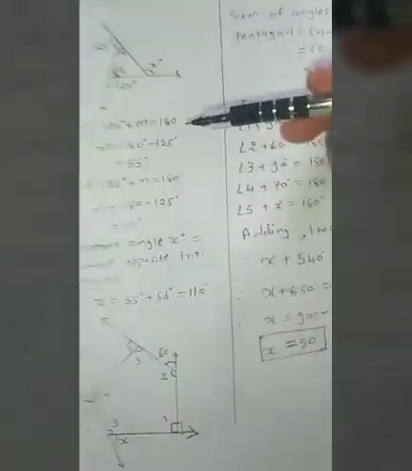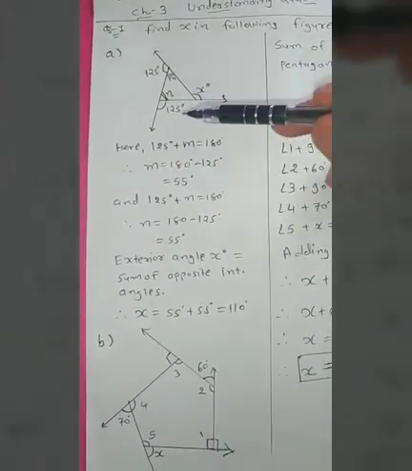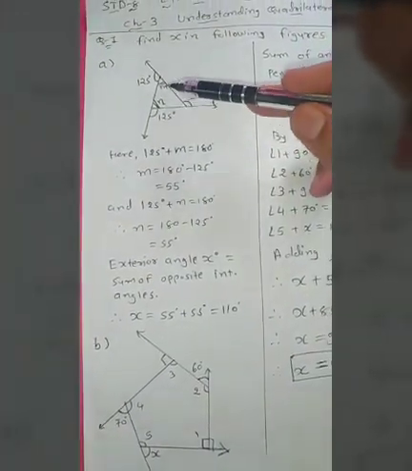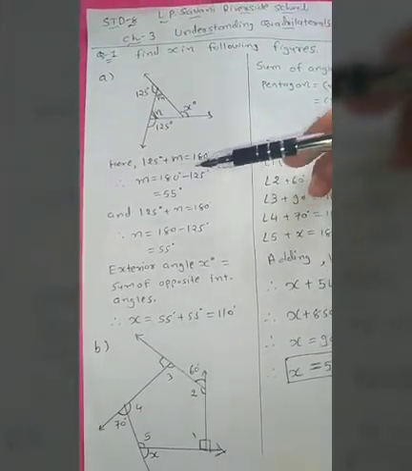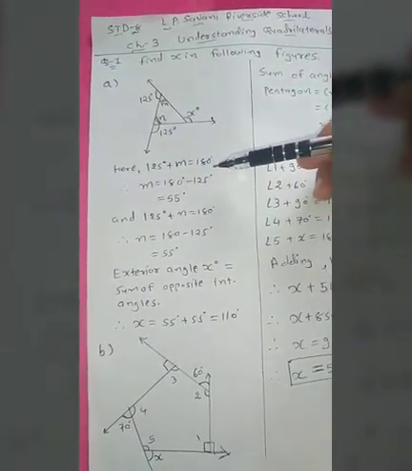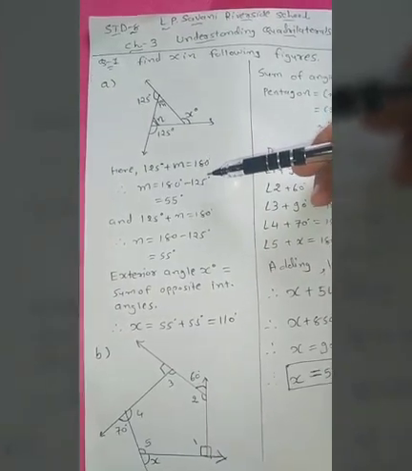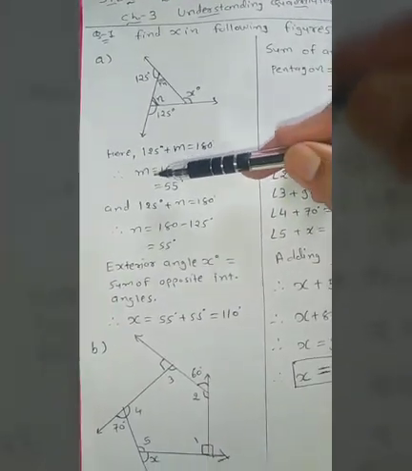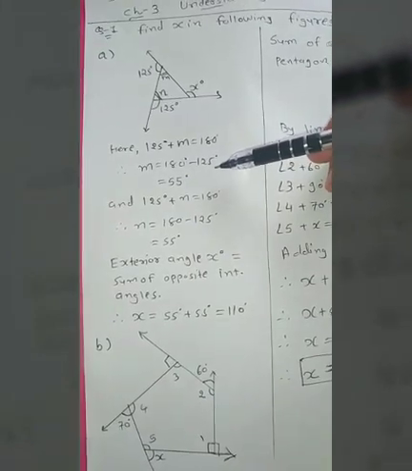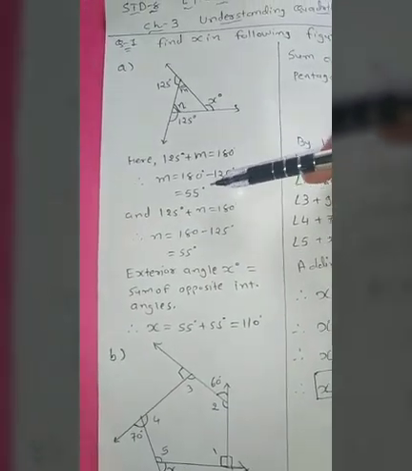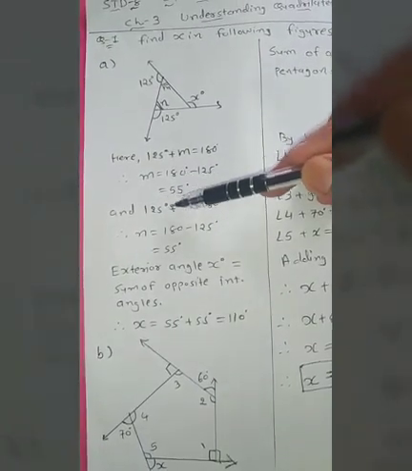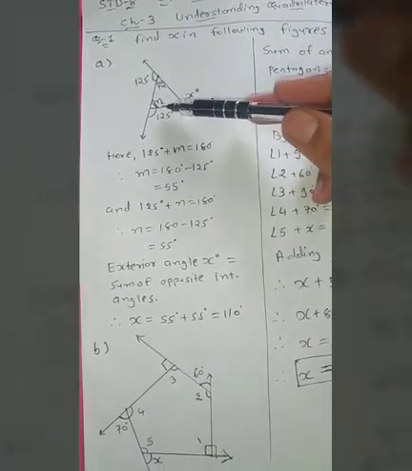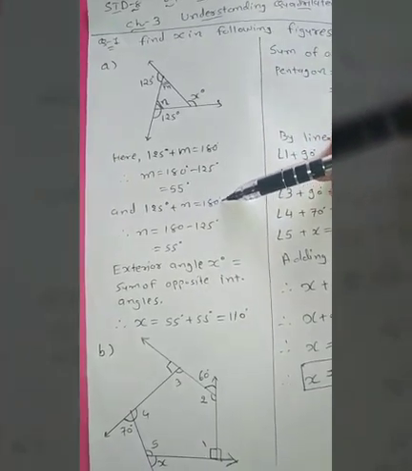We take one equation. The equation is 125 plus m is equal to 180, because there are interior and exterior angles. The sum of these two angles is 180. So m is equal to 180 minus 125. It gives 55.